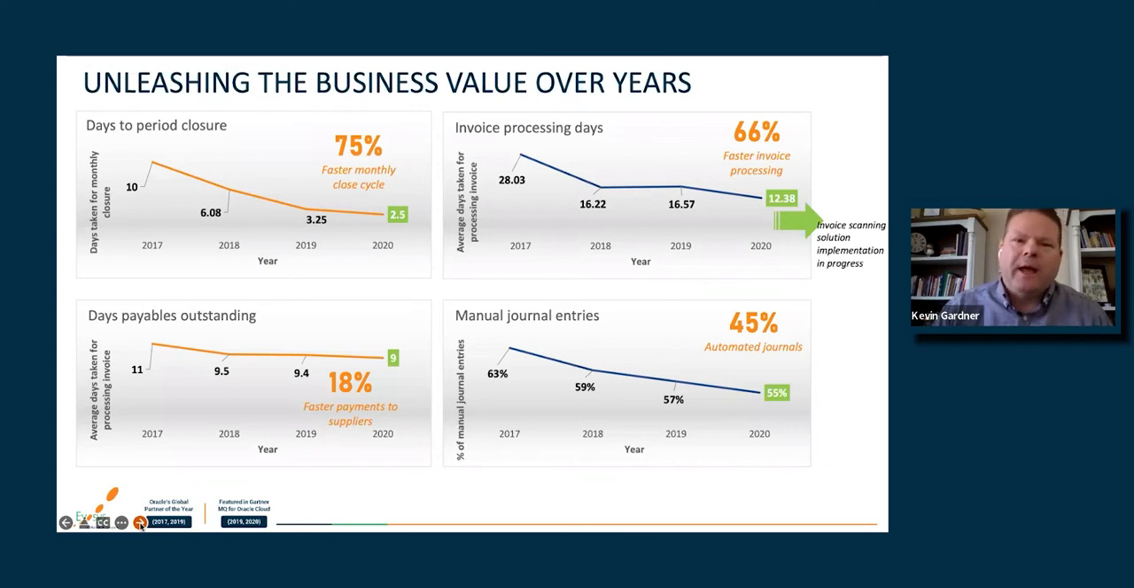So, when we look at realizing the business value, you heard me talk earlier about some of these KPIs that we help capture for organizations and really drive that value. These are some examples of what some of those reports may look like. So, days to period close, right? If you look at this example of the report here in the top left-hand corner, you see that this organization went from a 10-day close down to a 2.5-day close, which was a 75% faster cycle time, which is really impressive.